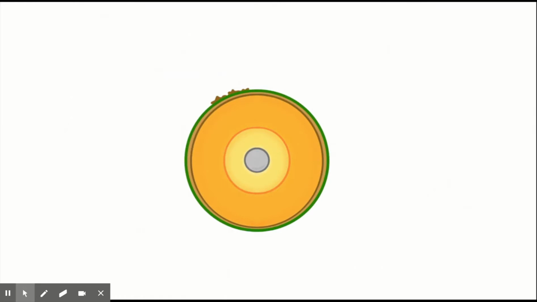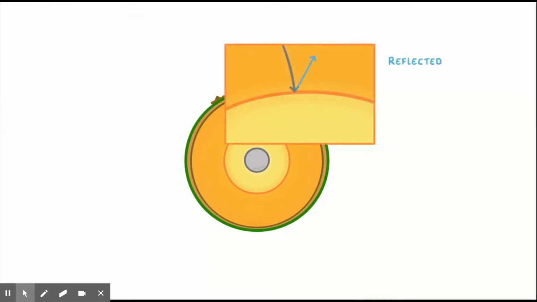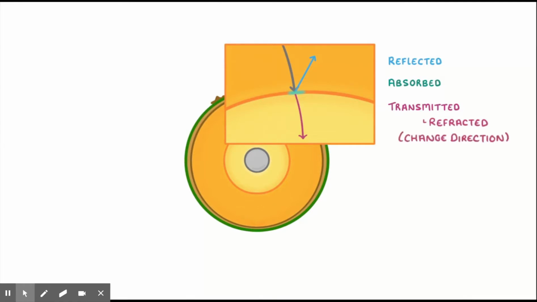Like other waves, when seismic waves reach a boundary between two different mediums, they can be reflected, absorbed, or transmitted. And importantly, when they're transmitted, they're often refracted, which means that they change direction. And remember, refraction happens because waves change speed in mediums of different densities.